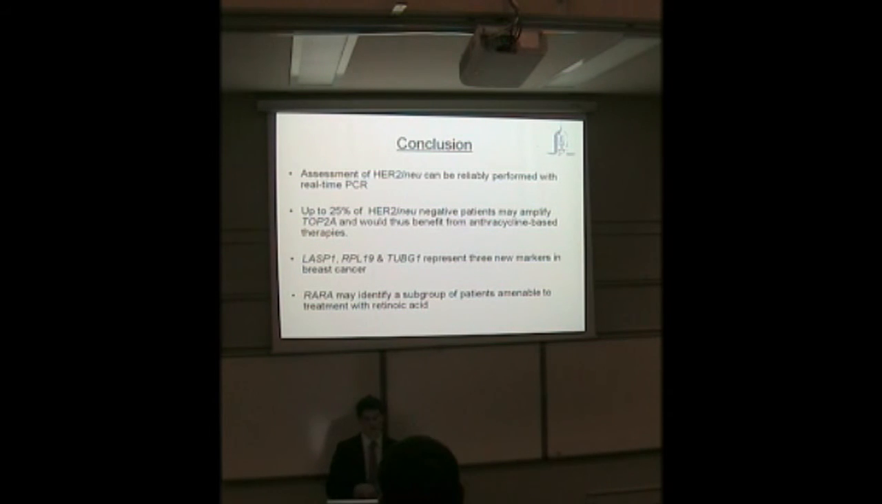We've identified the previously unheard of therapeutic targets LASP1 and RPL19, although admittedly their amplification patterns follow those of HER2 and may not add anything new to the clinical context. And finally, we've identified RARA as being differentially expressed in breast cancer, and identification of patients who amplify this gene may help to select patients for treatment with retinoic acid. Thank you.